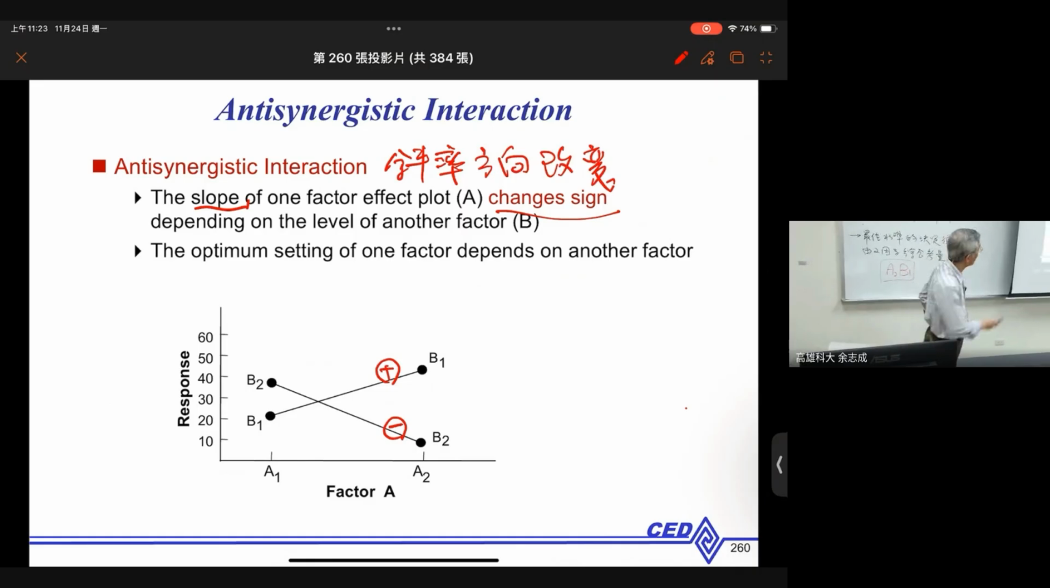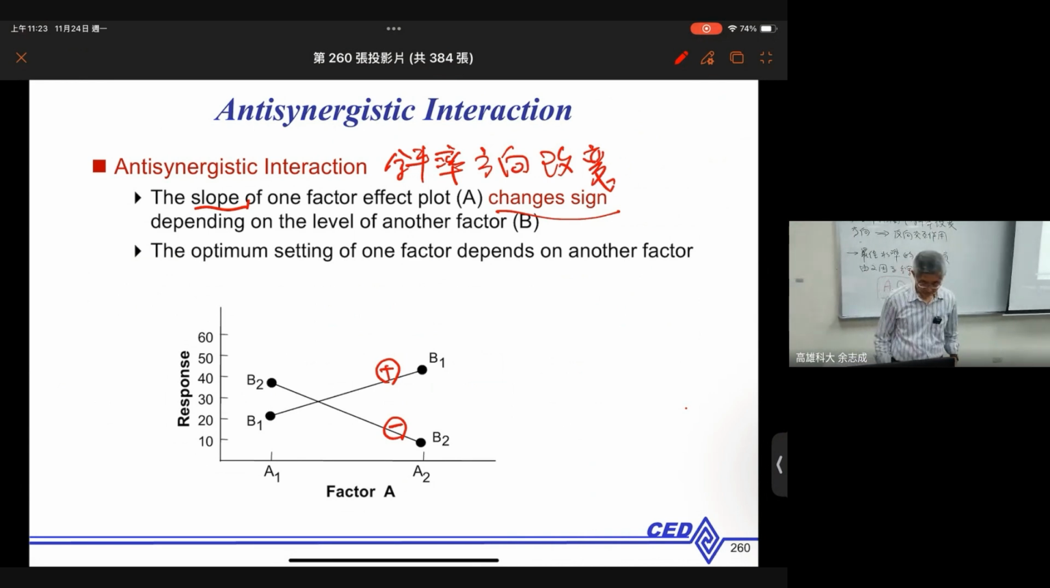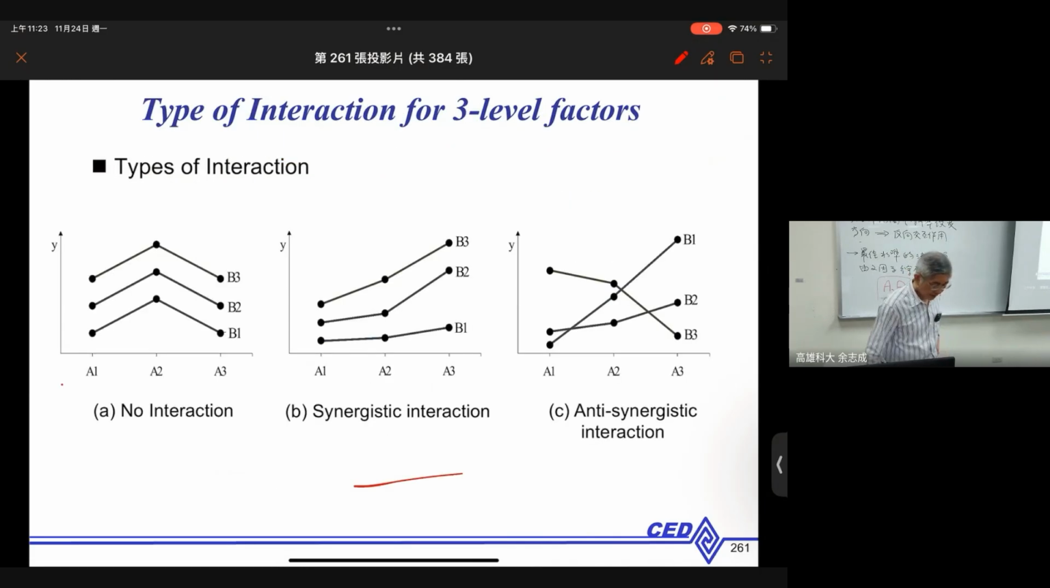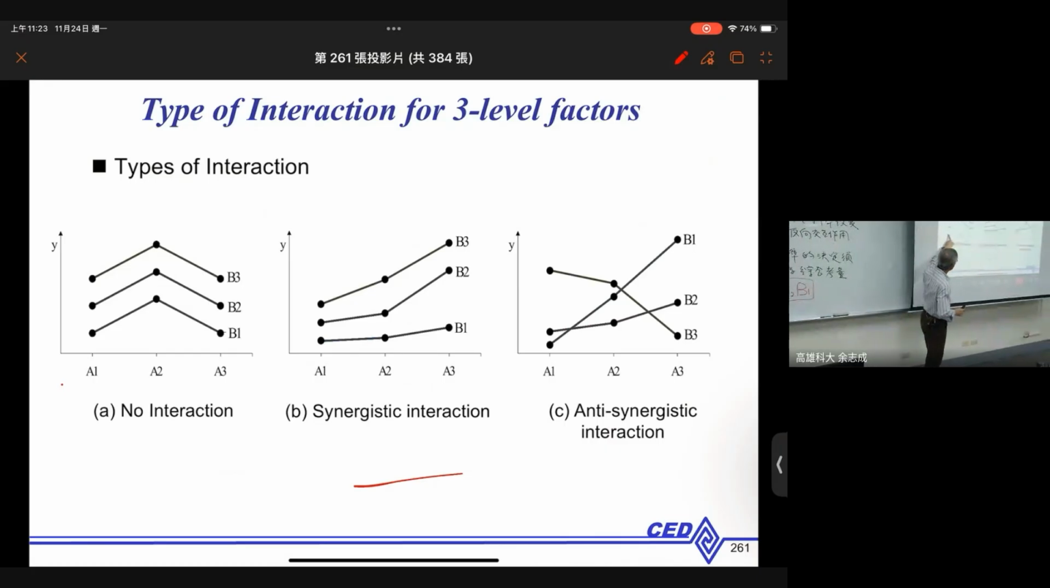Okay, if they are anti-synergistic, the slope will change sign from positive to negative. All right. Any questions? Then let's come back to if there are 3 levels, the interaction product will be similar, although a little bit more complicated. Here, if A and B are both 3 levels, if you follow a similar process, you can get an analysis of mean for interaction AB.